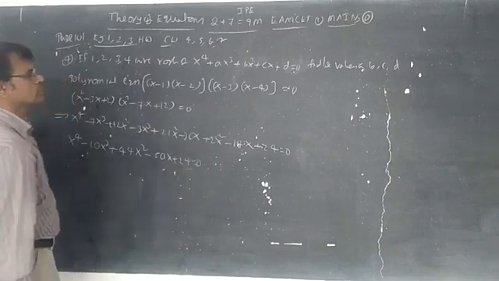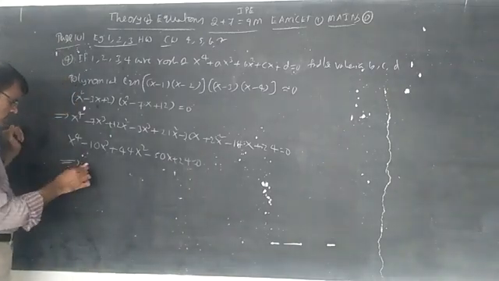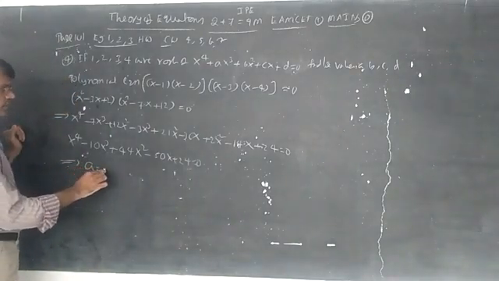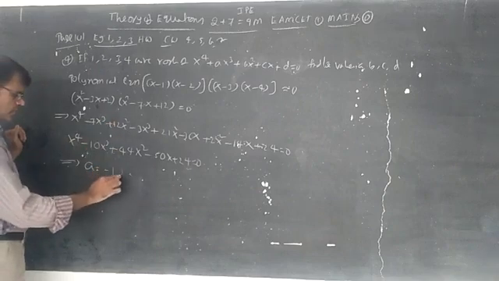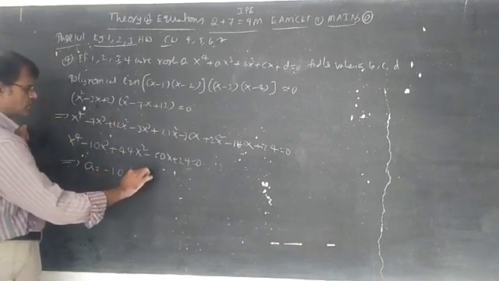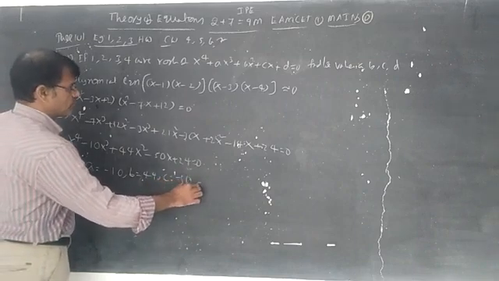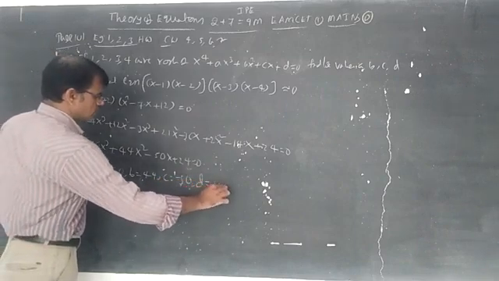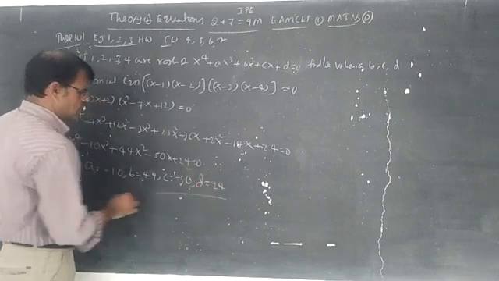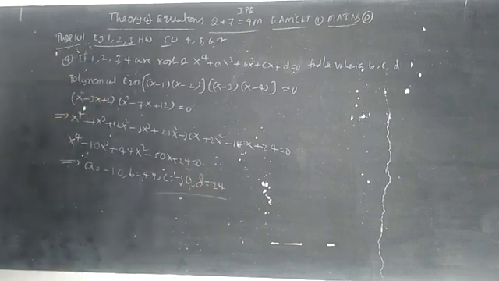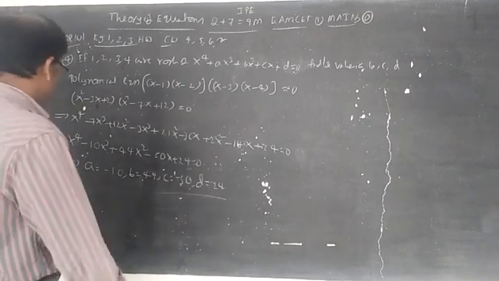Now comparing this one with the given equation, A is equal to minus 10, B is equal to 44, C is equal to minus 50 and D is equal to 24. Simply making the biquadratic equation. A is equal to minus 10, B is equal to 35, we got C is equal to minus 50.